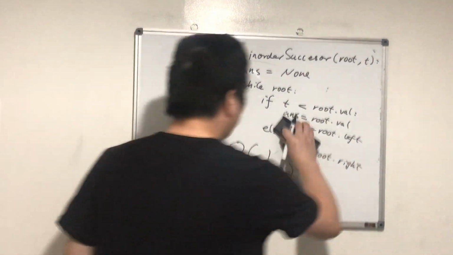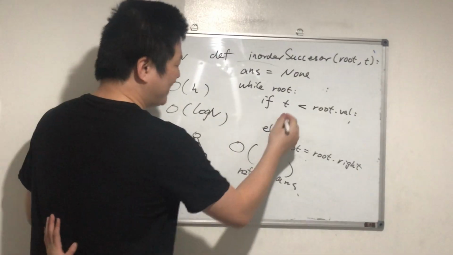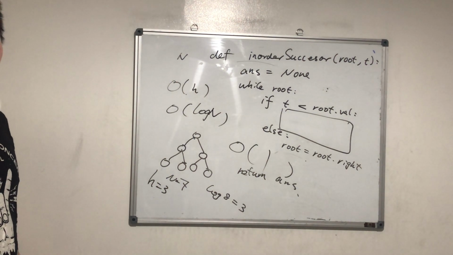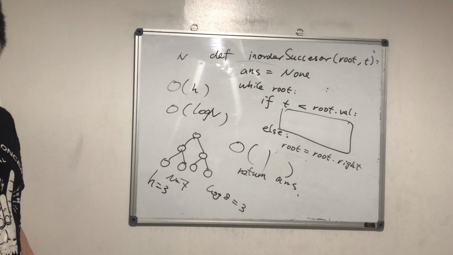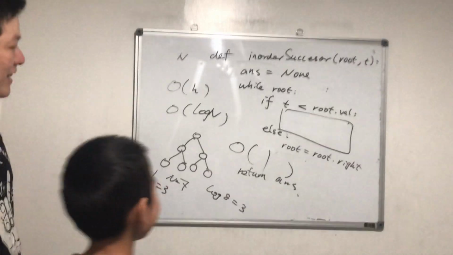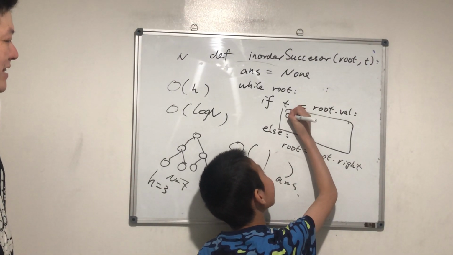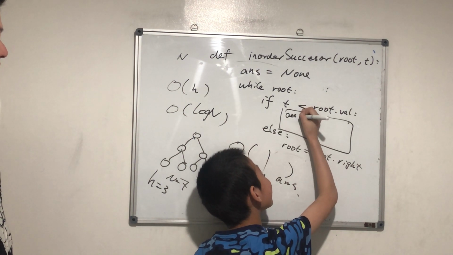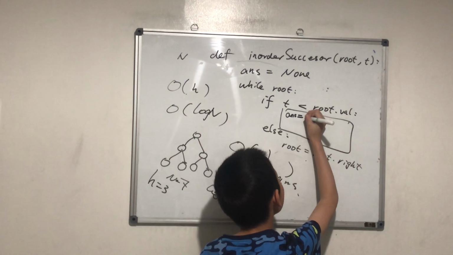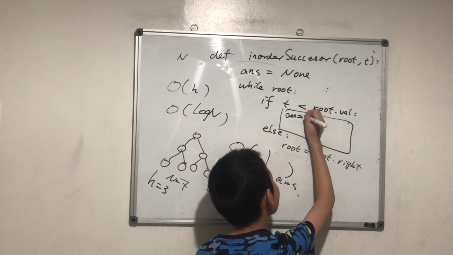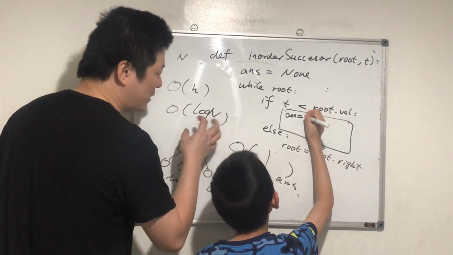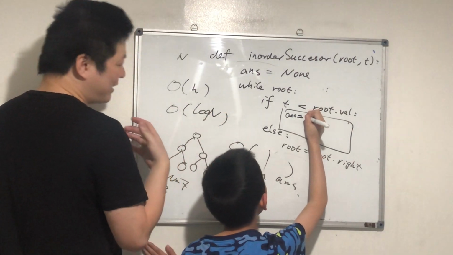Okay, wait. What's 2 here? We are finishing. Answer thingy, yes. Answer equals what? We're updating the answer. We go to the left, we update the answer to root value.